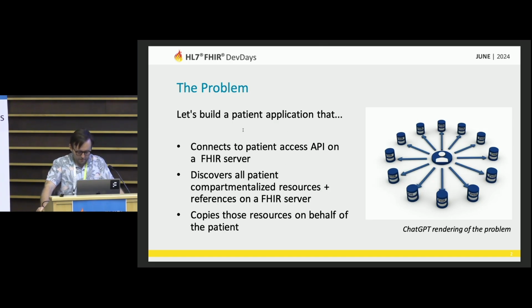So let's start with the problem. We want to build a patient application that connects to any patient access API on a FHIR server out there in the wild, and that can discover all of the resources that are actually available on that server. And furthermore, copies those resources on behalf of a patient. So this sounds like a really simple problem. The great ChatGPT rendering of the problem, with barrels of FHIR data or something.